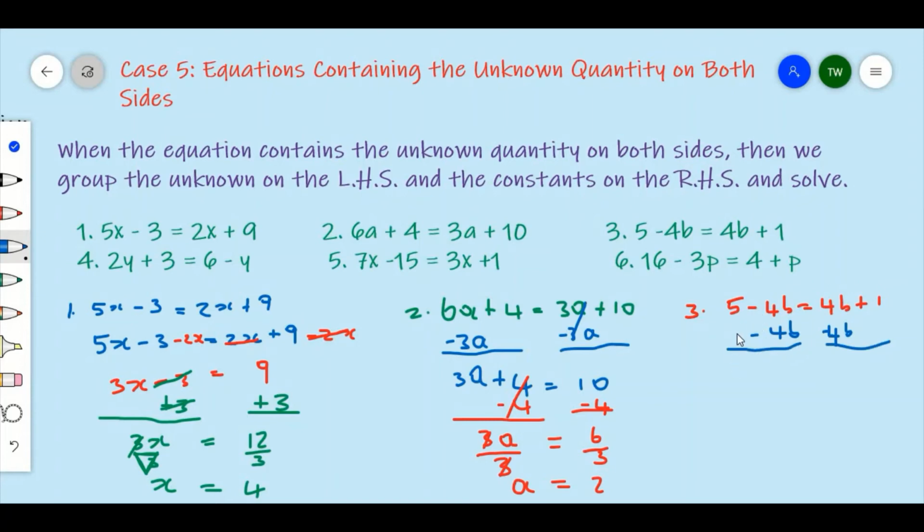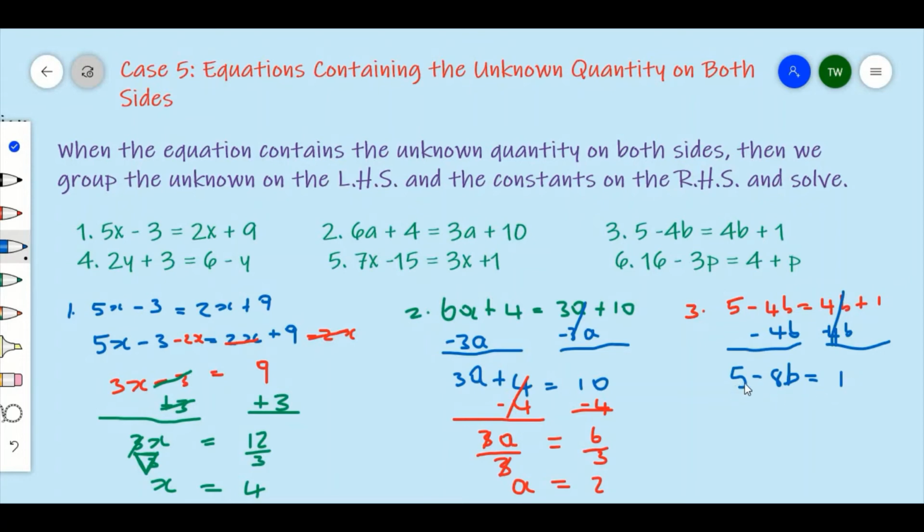So here we have our 5, so we put our 5 minus 4b minus 4b, that's going to give us minus 8b. And 4b minus 4b, that's going to give us 0. So what we have here is just positive 1.